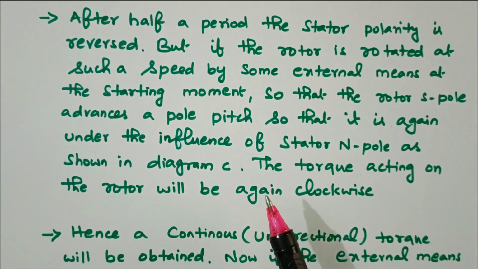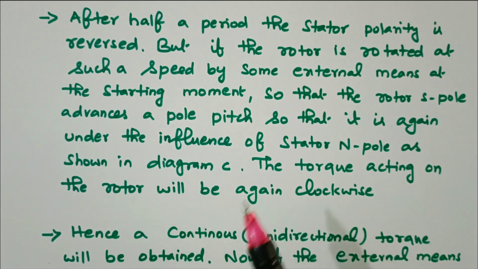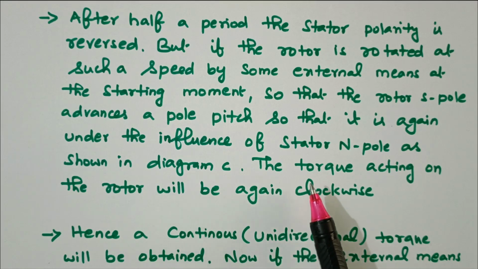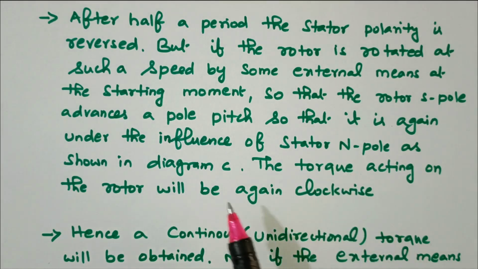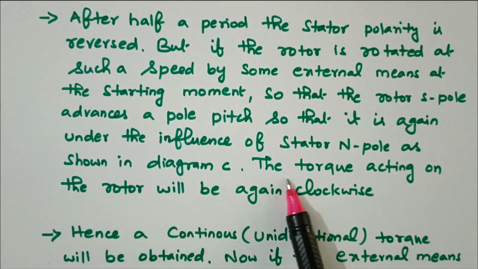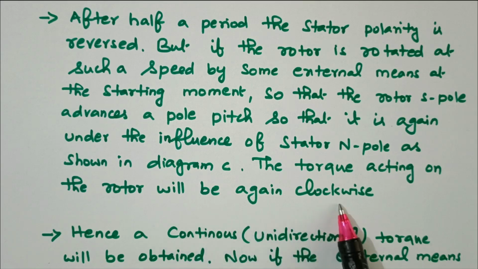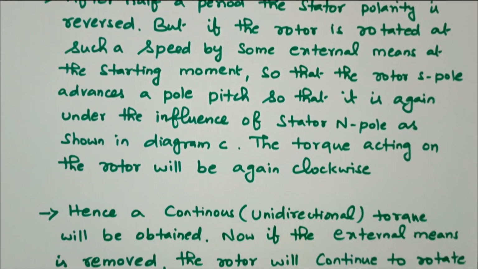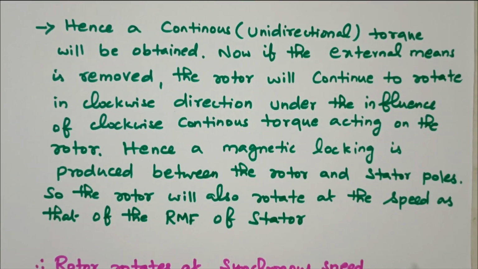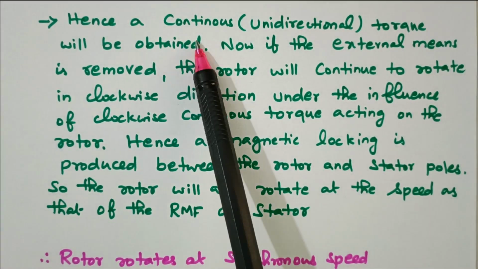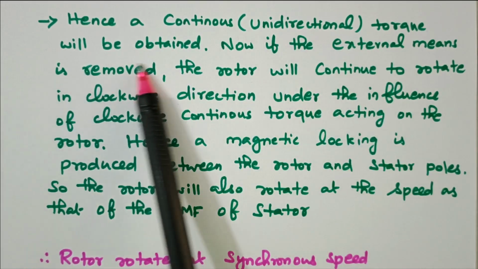So we use an external arrangement to bring the rotor again under the attraction principle. We rotate the rotor by external means so that an attraction takes place between stator and rotor, as shown in diagram C. The torque acting on the rotor will again be clockwise. Because we externally rotate the rotor so that there is an attraction between stator pole and rotor pole, it will rotate in the clockwise direction. Hence a continuous unidirectional torque will be obtained.